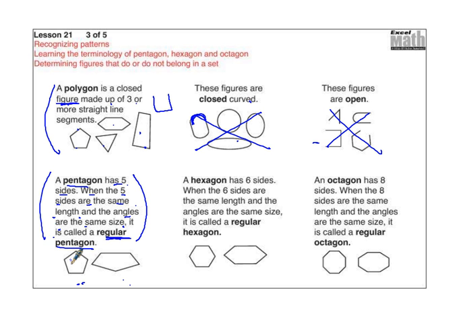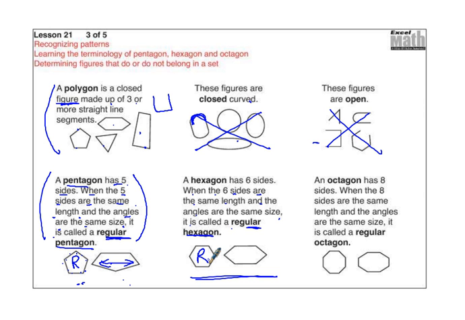All right, so you should have put an R on this one right here because all the sides are the same length and all the angles are the same measurement. This one is a little bit stretched out, so that's not a regular pentagon. A hexagon has 6 sides. When the 6 sides are the same length and the angles are the same size, it is called a regular hexagon. I'm sure you can mark an R real easily on the one that's a regular hexagon here. Pause the video, turn it back on when you have an R on the regular hexagon.